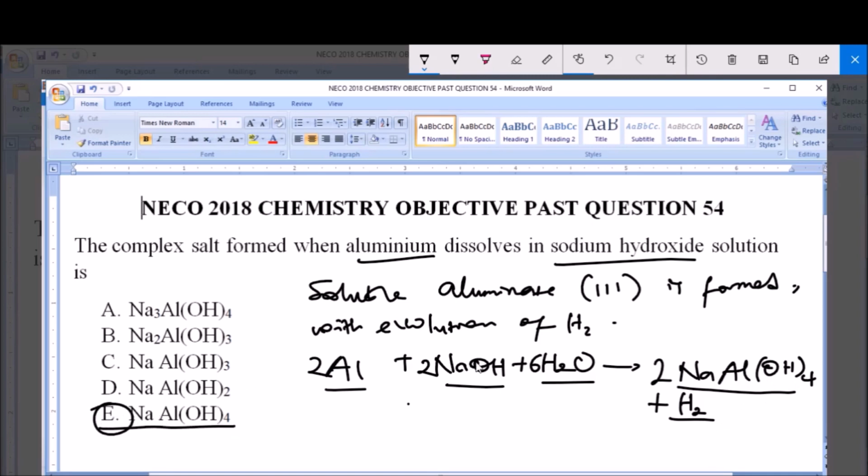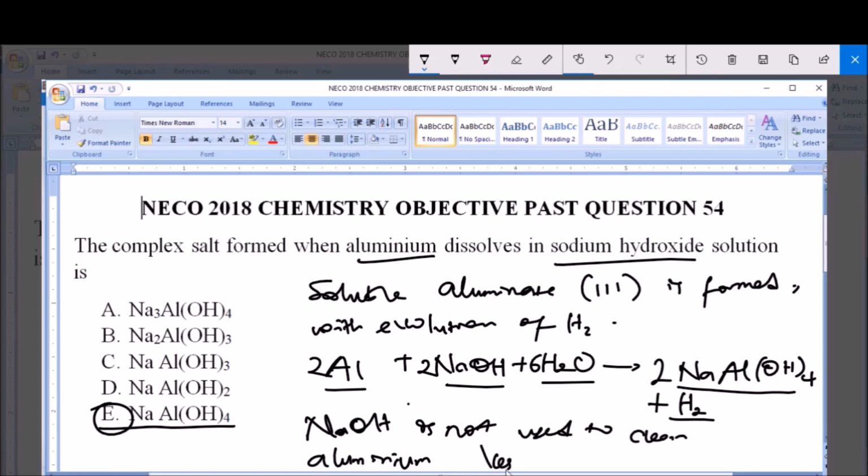And this is the reason why sodium hydroxide, also known as caustic soda, is never used to clean an aluminium vessel, because it will definitely react with the aluminium to produce aluminate(III). So the answer to this question is option E, aluminate(III). So aluminium dissolves in sodium hydroxide to form this.